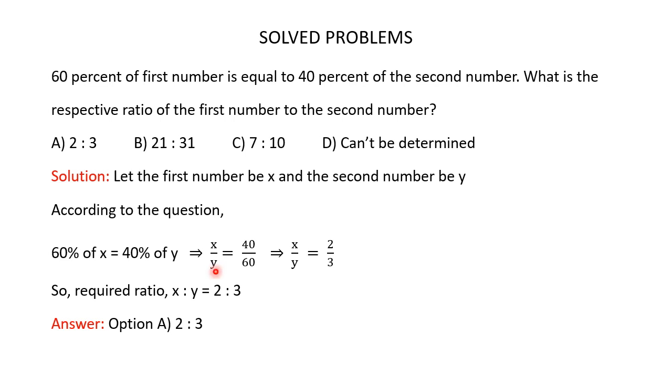This means x by y is equal to 40 by 60. On simplifying this, we get x by y is equal to 2 by 3. This means x is to y is equal to 2 is to 3. So the ratio of the first number to the second number is 2 is to 3. So the correct answer is option A, 2 is to 3.